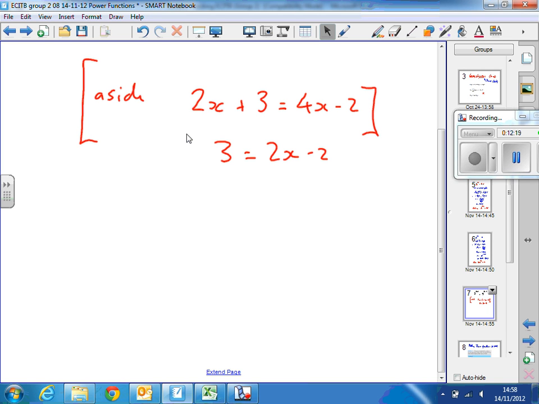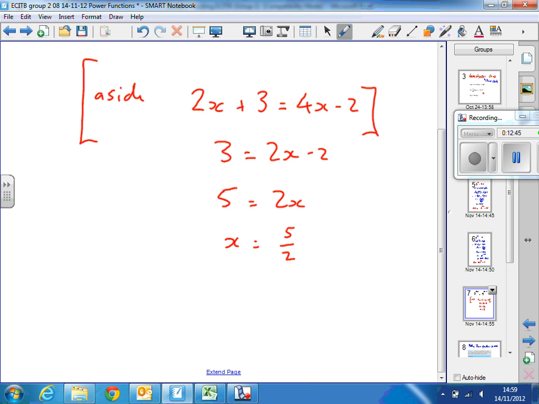You see how that works? And now what I do is I get the numbers on the same side. I've got 2x minus 2. Let's add the 2 to both sides to get rid of this. So add 2 to both sides. I've got 5 equals 2x. And so you can see at each step I'm making it much, much easier. And now all I've got to do to find x is divide both sides by 2. So finally x equals 5 divided by 2.